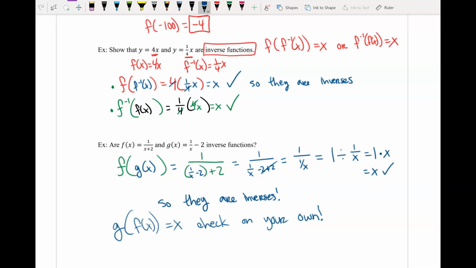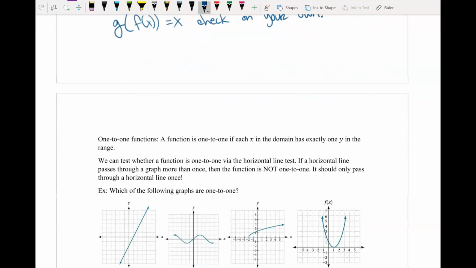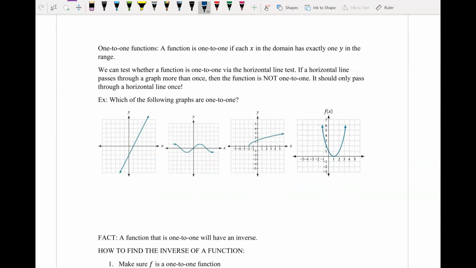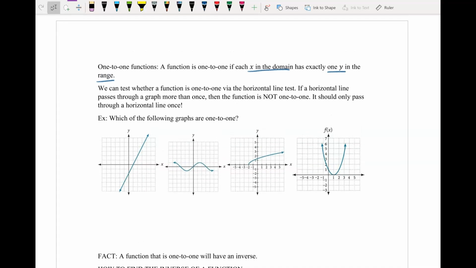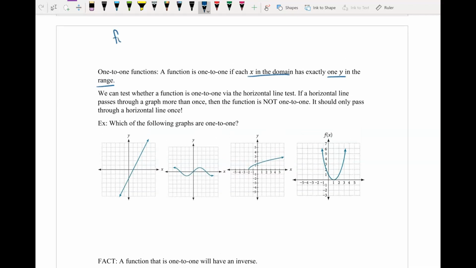Okay, all right. So let's talk about one-to-one functions, because this is super important. A function is one-to-one if x in the domain has exactly one y in the range. This is a little different than what a function was, because basically what a function says is that every x has exactly one y.